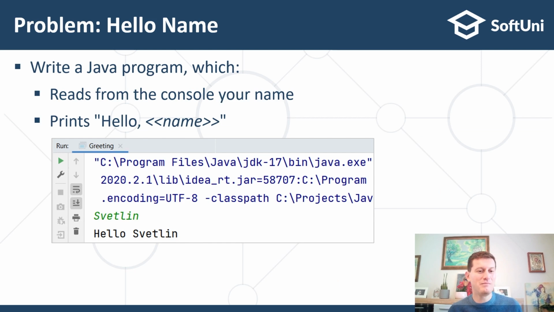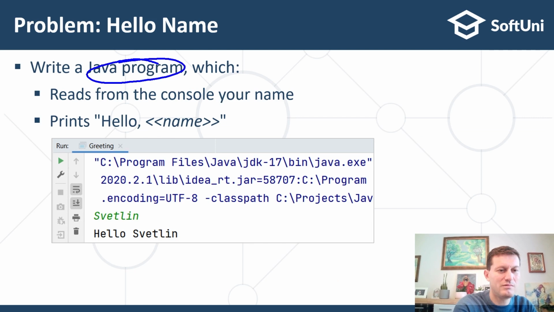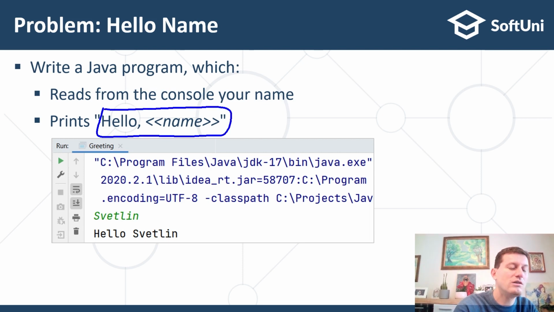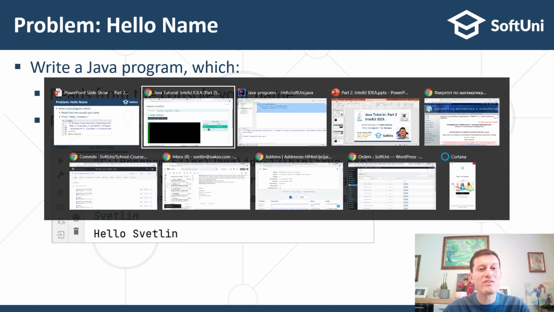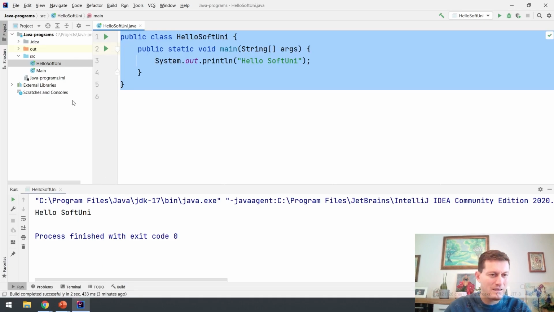Let's go ahead with the next problem. The next problem is as follows. You need to write a Java program which reads from the console your name, and then it prints hello and your name. For example, if you enter Svetlin, it will say hello Svetlin. If you say Maria, the program will print hello Maria. Okay, let's solve this problem.